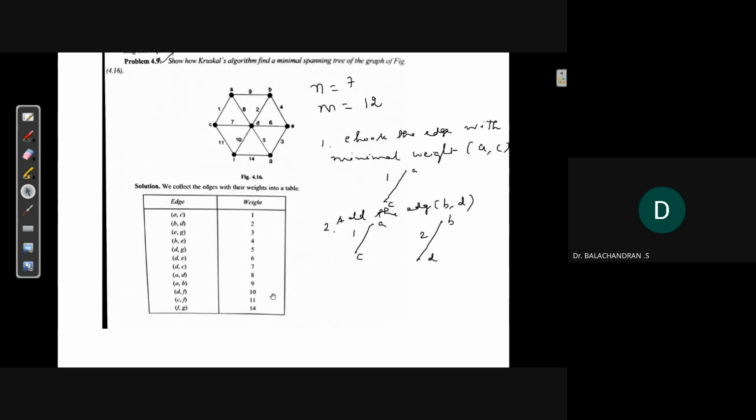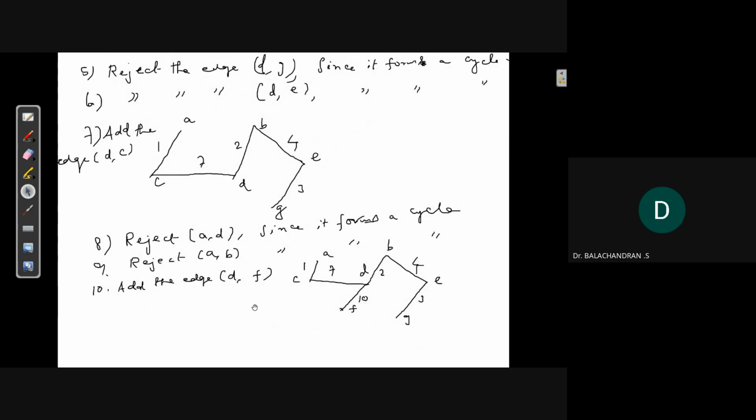Next is DF, 10. DF is somewhere else here in the original graph. So that's why I draw it. It will not form a cycle. Weight is 10. Okay. So now, how many vertices do you have?